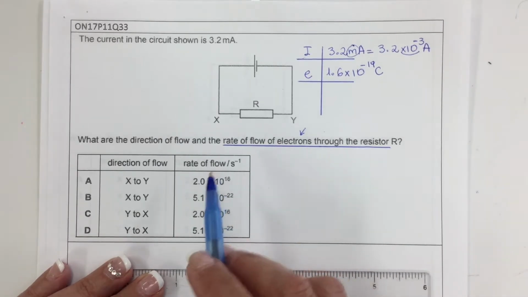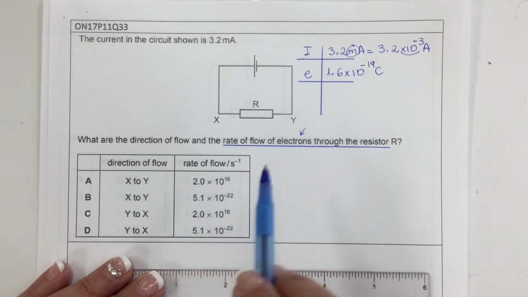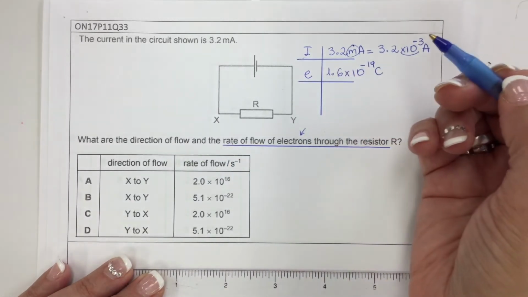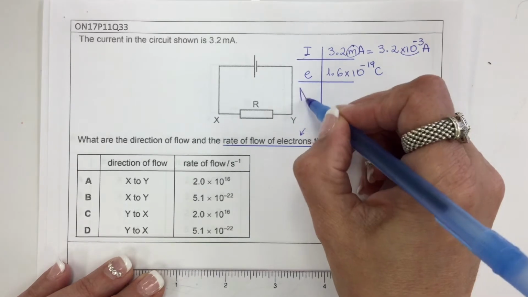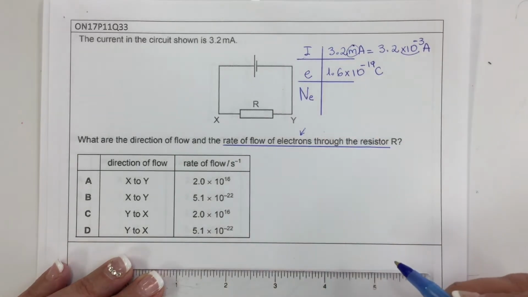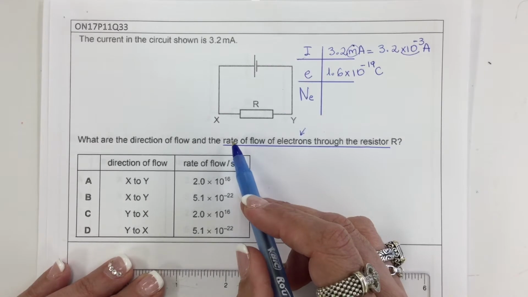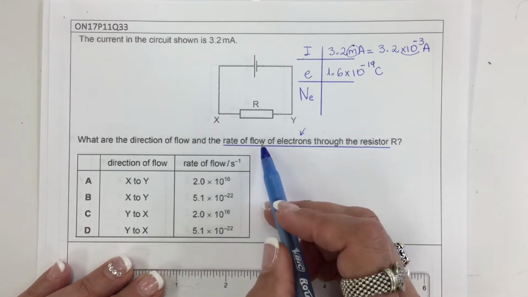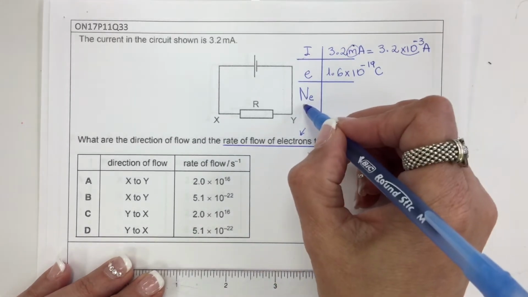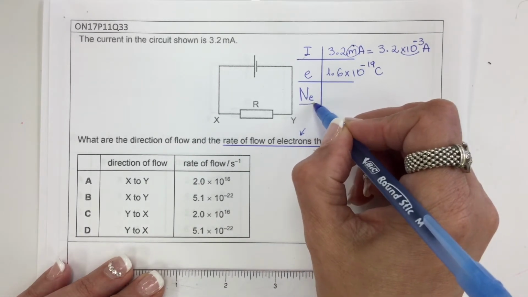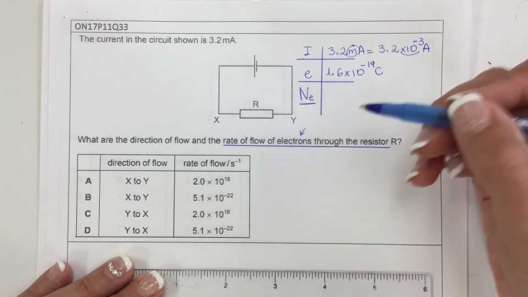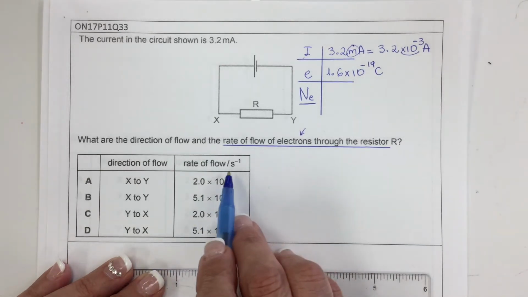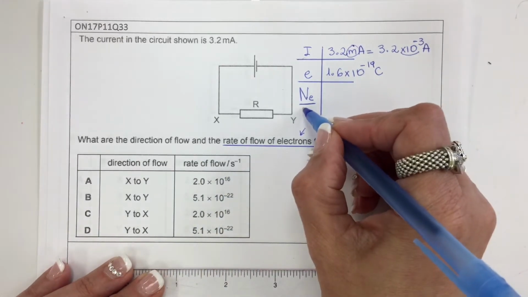The third piece of information, which is hidden here, is the rate of flow of electrons. I know that the number of electrons is Ne. But the question is asking for the rate of flow. A rate is how a variable changes over time. So the time here, I will say, is a second. So I'm going to write second.